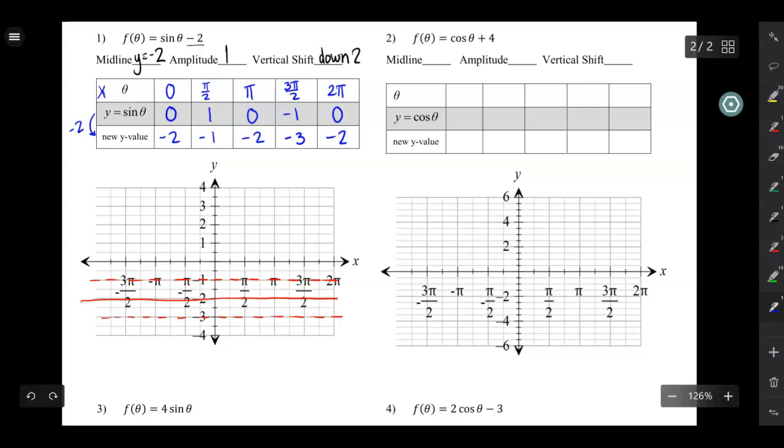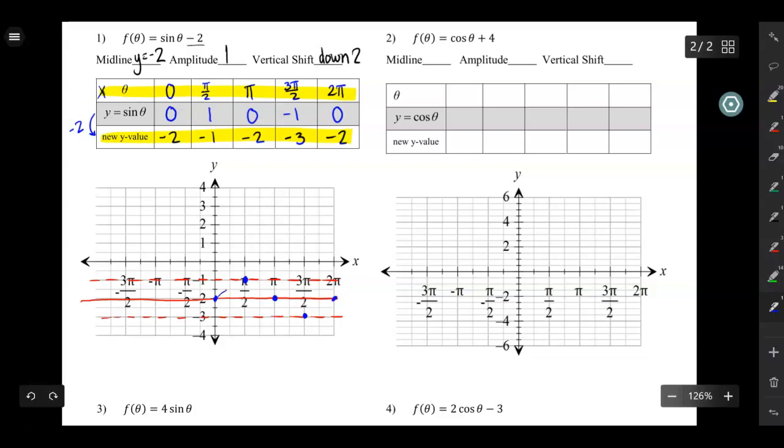And now I am going to graph this top line, which are my x values, and then this bottom line, which is my y values. So think about that middle shaded in line. It's kind of like a stepping stone or a tool to get to your final graph. So I'm going to have a point at (0, -2), at pi halves, -1, at pi, -2, at 3 pi halves, -3, and then 2 pi, -2.